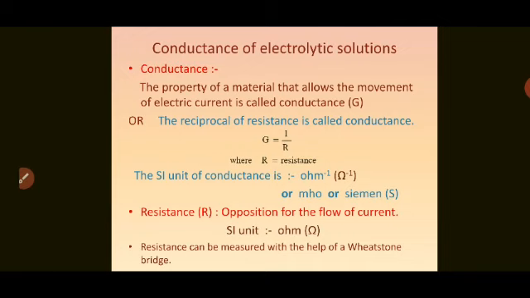The property of a material that allows the movement of electric current is called conductance, that is, flow of current or flow of electrons. Or we can write one more definition: the reciprocal of resistance is called conductance. This can be mathematically given as capital G is equal to 1 by R, where capital R is resistance. So what is the SI unit of conductance?